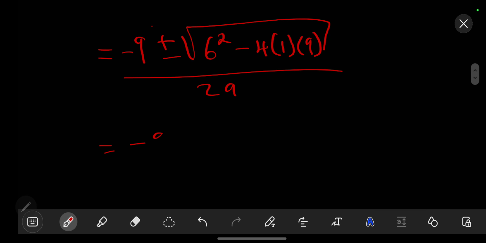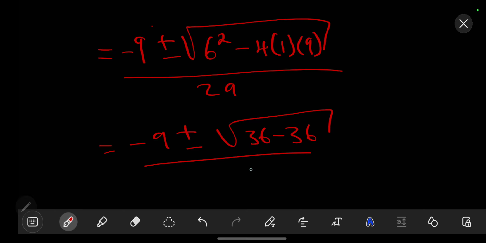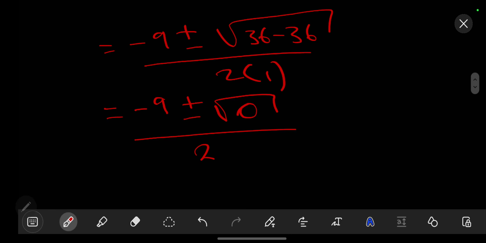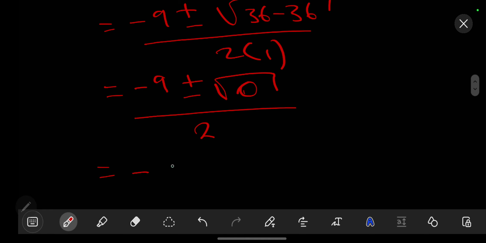Now we are only interested in what it will give me at this point. So you will find that we are going to have -9 plus or minus the square root of 6 squared gives us 36, minus 4 by 1 by 9 gives us 36, over our 2a. Now let's just focus on this. Let's say my a is equal to 1 for the sake of simplicity. So now what you are going to find is that we are going to have 9 plus or minus the square root of 36 minus 36 gives us 0 over 2, like that. So now the square root of 0 is 0. So you are going to have -1 plus or minus 0 over 2.